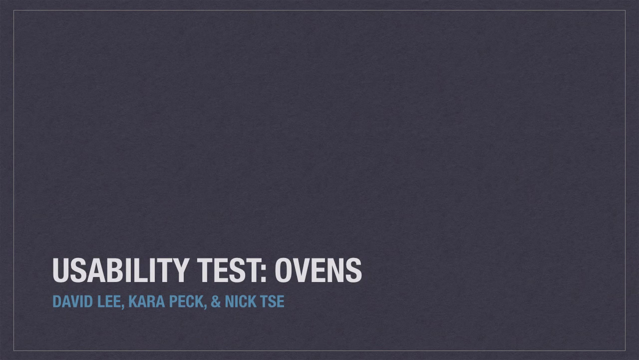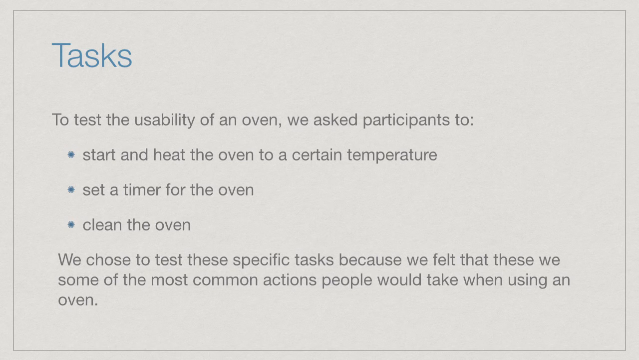The purpose of this test is to test the ease of use of ovens, an everyday kitchen appliance. To test this, we asked participants to do three things. 1. Start and heat the oven to a certain temperature. 2. Set a timer for the oven. And 3. Clean the oven.